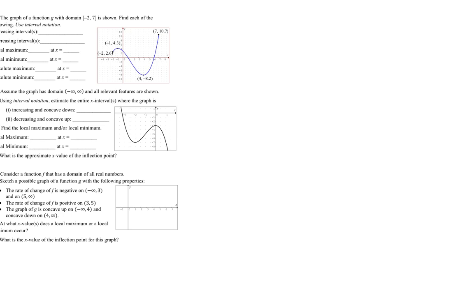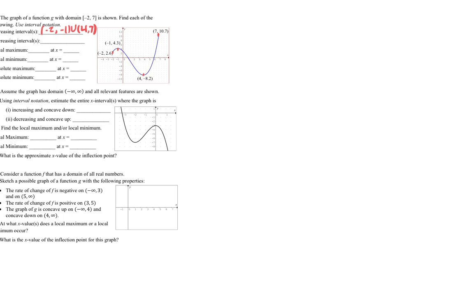Okay, so for number 19, the graph of the function g with domain -2 to 7 is shown. Find each of the following using interval notation. So where are we increasing? Looks like we're increasing from here to here. Then we're also increasing from here to here. So how do we write that? Using interval notation, we're going to have parentheses, -2 to -1, and then union 4 to 7.